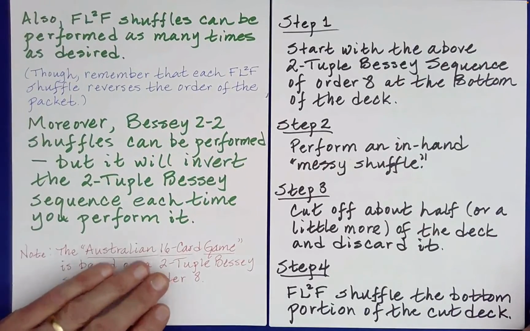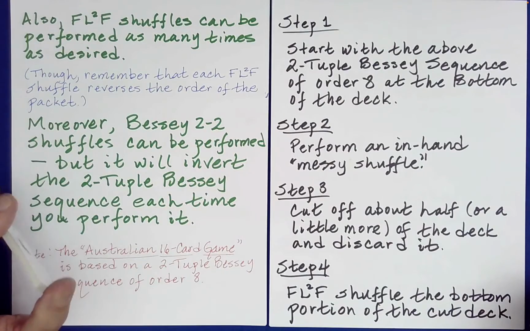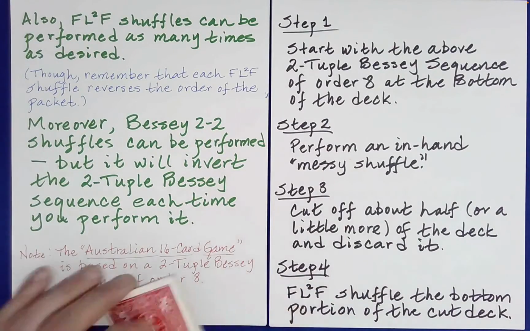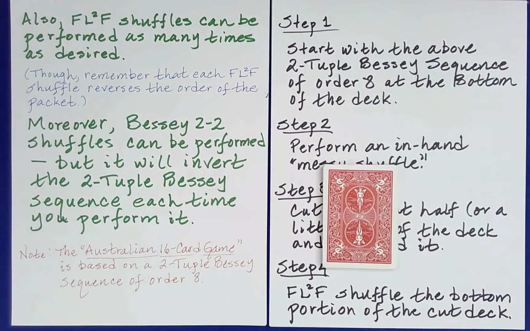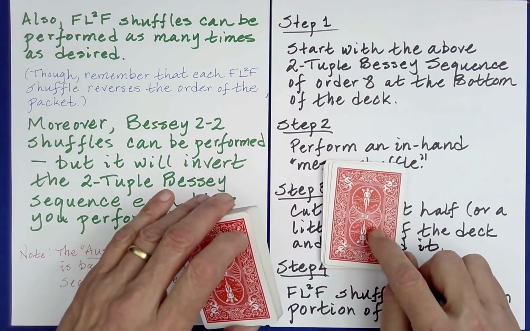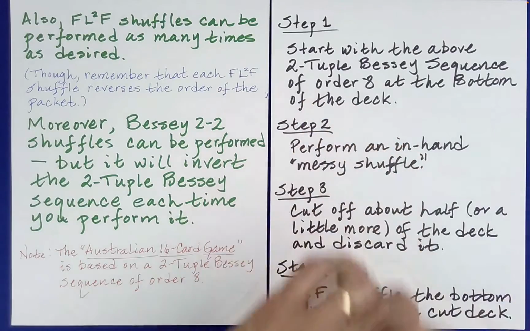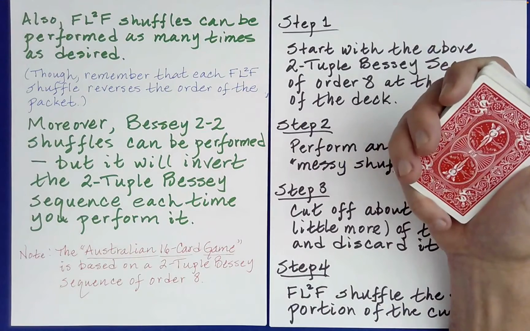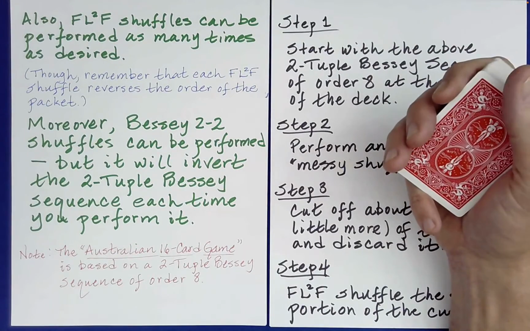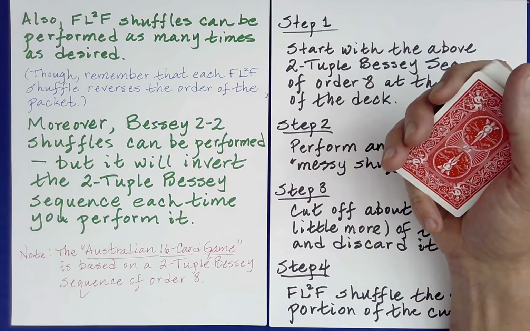So this double trouble, as I call it, starts with the above, a two-tuple Bessey sequence of order 8. We're kind of going back in time. I've done some pre-mixing of this, but for this double trouble, what you would do is begin with a two-tuple Bessey sequence of order 8 at the bottom of the deck. It's almost going back in time a little bit as to how you could start all of this. Now, it is true you could begin with that original packet of 16 cards and go from there.